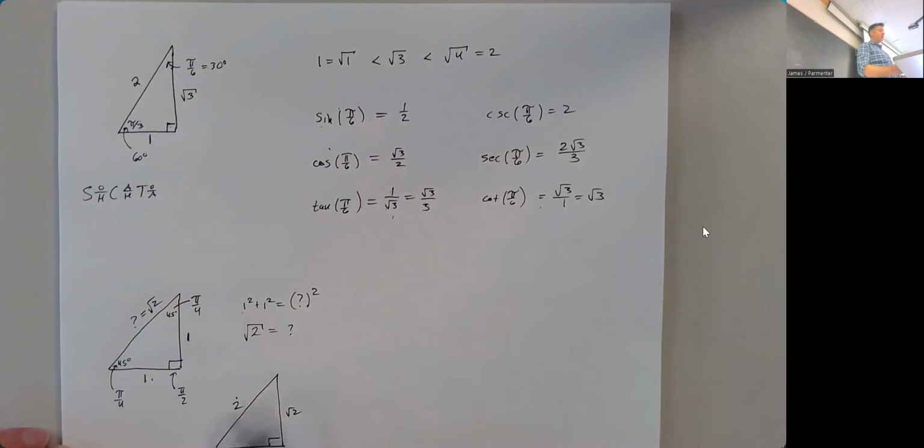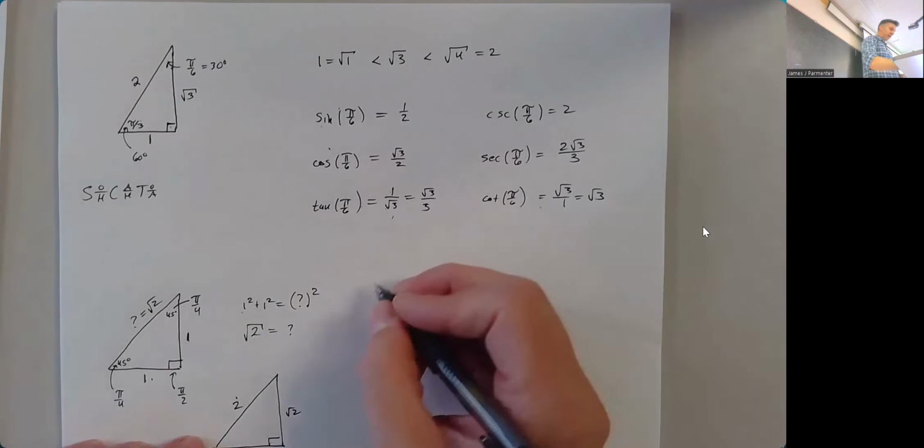Right. So these triangles are what are called similar triangles. They have the same angles but different lengths. But they still give you the same trig function values, because trig functions are just ratios. They're literally just this side divided by that side. And it doesn't matter if you multiply all the sides by the same thing.